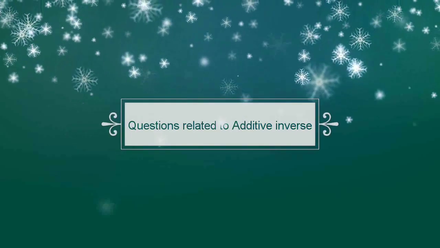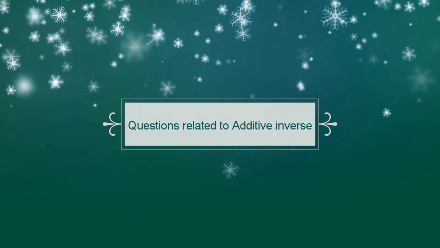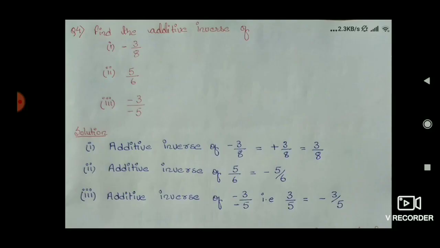Our next type of questions are related to additive inverse. Here we have to find the additive inverse of the given rational number. The additive inverse means the same rational number with opposite sign. So the additive inverse of minus 3 by 8 will be plus 3 by 8, the additive inverse of 5 by 6 will be minus 5 by 6, and the additive inverse of minus 3 by minus 5, that is 3 by 5, is equal to minus 3 by 5.